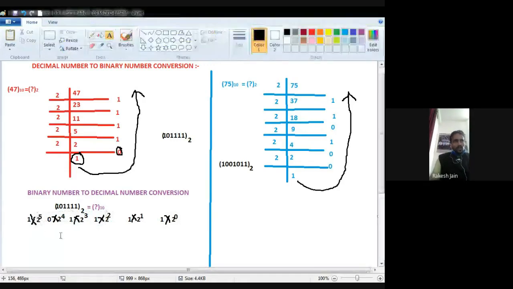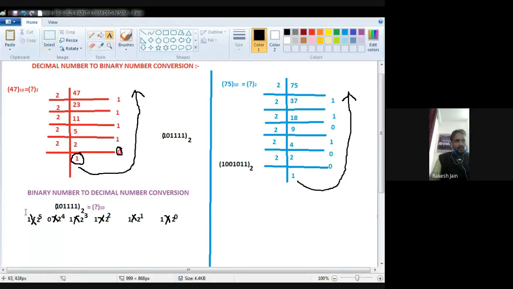Yes, I will explain again. First of all, just write down the given binary number separately, like 1, then 0, then 1, then 1, then 1, then 1. Then each bit of that binary number, from the rightmost side, multiply by 2 in increasing order, starting from 0. So the rightmost bit multiplies by 2 raised to the power 0, the second bit 2 raised to the power 1, then 2 raised to the power 2, then 2 raised to the power 3, and so on, right?